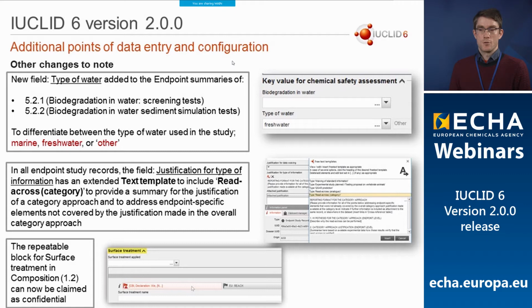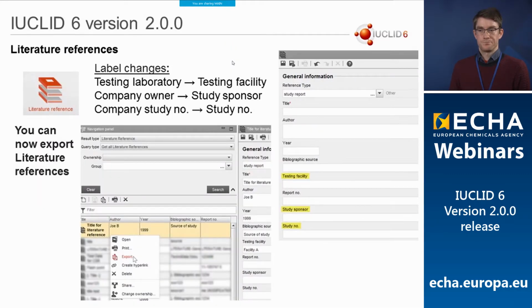We've also added a new confidentiality claim under surface treatment in section 1.2 composition. So you'll find that there in the latest version of Euclid. Also for the literature references entity, we've now changed a few labels. So before testing laboratory was used, and now we use testing facility. Company owner has been changed to study sponsor, and company study number has been changed to study number. And also for your notes, you can also now export literature references, as you can see in the screenshot there.